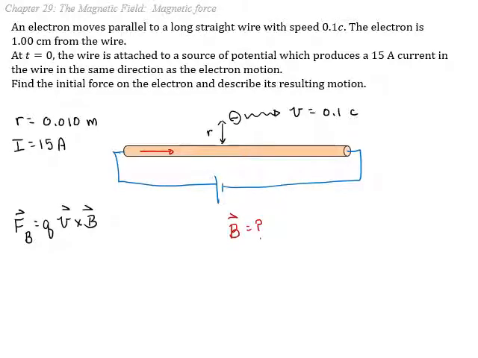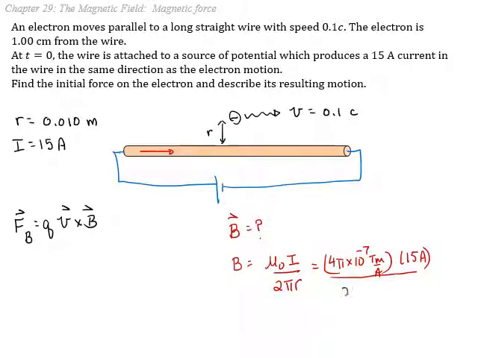We have a wire and we put current through it. So that means we have a current carrying wire, and we know current carrying wires make magnetic fields. The size of that magnetic field is mu naught I over 2 pi r. So there's a calculation we can do. 4 pi times 10 to the minus 7 Tesla meters over amps times 15 amps divided by 2 pi times 0.01 meters gives us a magnetic field strength of 3 times 10 to the minus 4 Teslas.